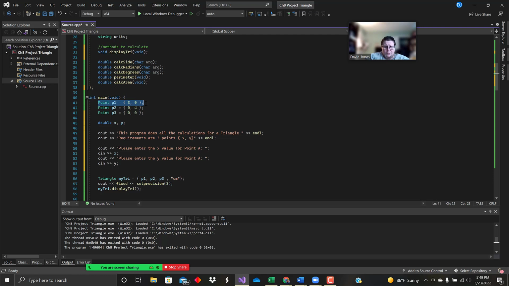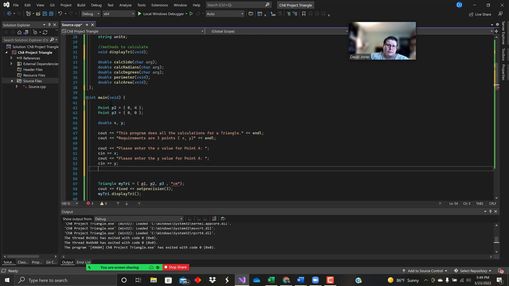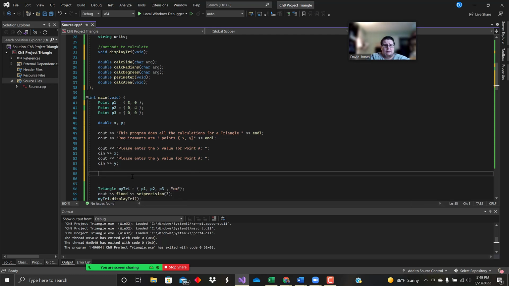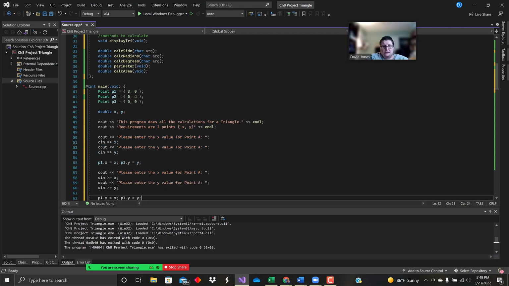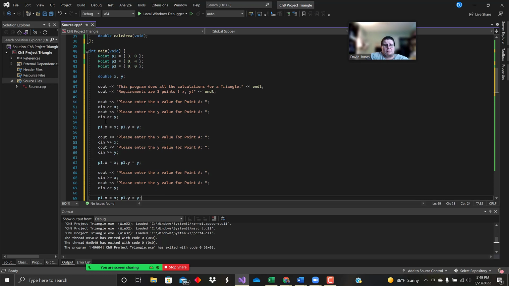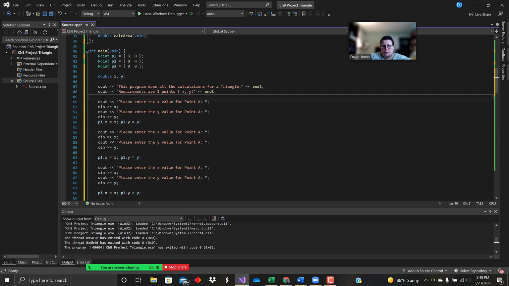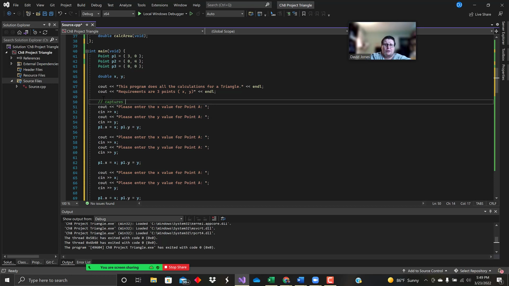And now I'm going to move this point down here. Point P1. P1 equal, because I want all my variables declared up top. P1.x equals x. P1.y equals y. And I will repeat this process for all 3 points. So this does point 1, captures point 1 from the user.